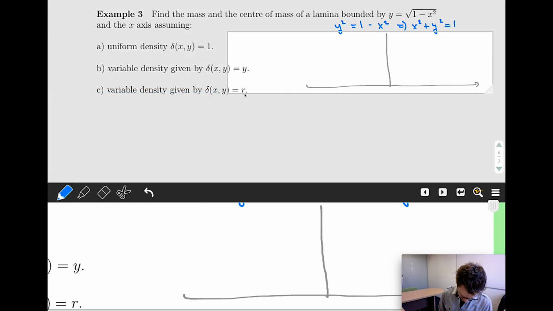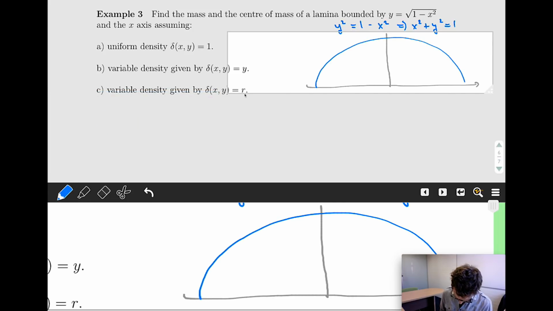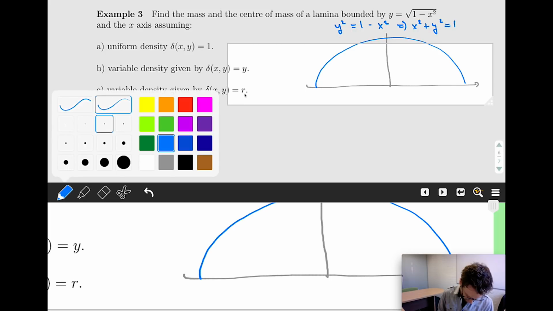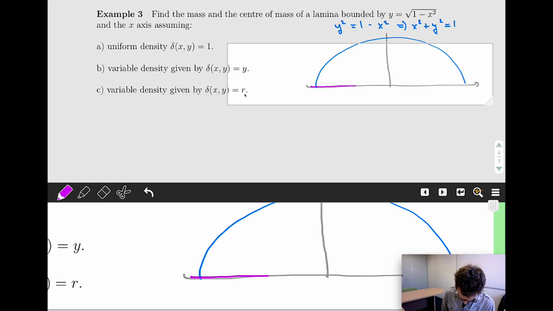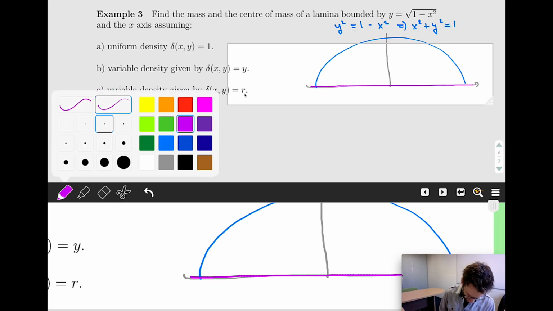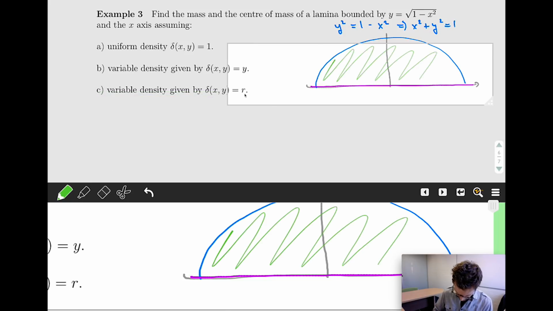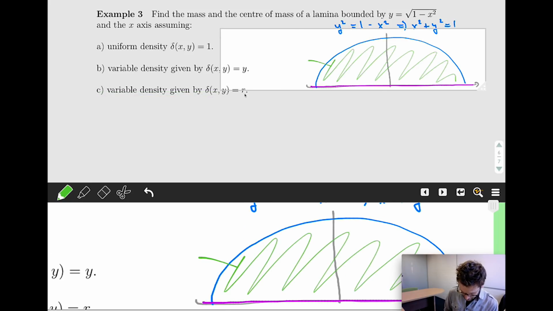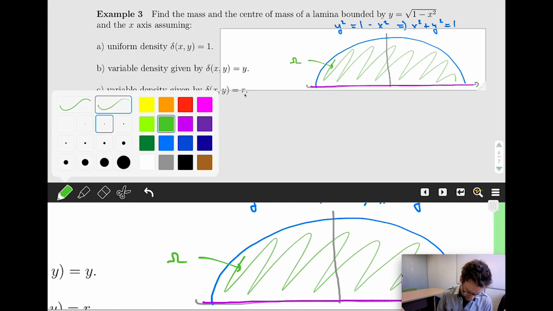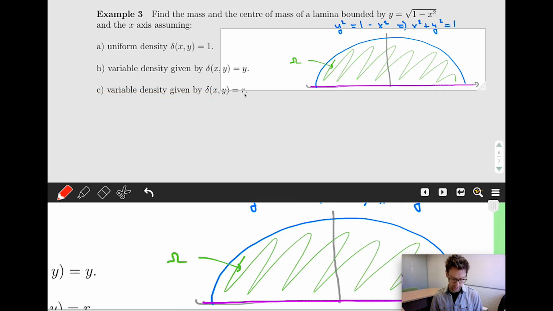So let's sketch. There's my unit circle. Here's my x-axis. So the region of integration is shown in green here. And you can see, because of the symmetry of this region of integration, that polar coordinates are going to make life much simpler here. So we're going to express these integrals in terms of polar coordinates.